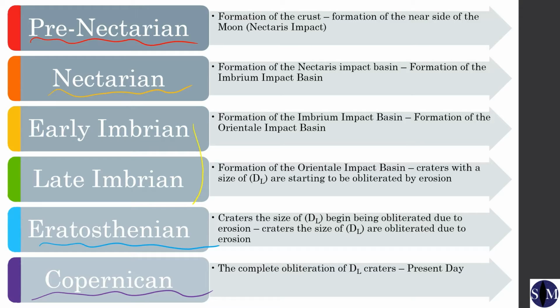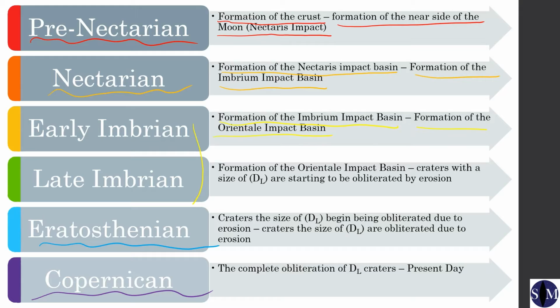The pre-Nectarian period represents the time from the formation of the moon's crust to the formation of the near side of the moon, which was the Nectaris impact. The Nectarian period represents the time from the formation of the Nectaris impact basin to the formation of the Imbrium impact basin. The Imbrian period is actually split up into 2 separate epochs, the early Imbrian epoch and the late Imbrian epoch. The early Imbrian epoch represents the time between the formation of the Imbrium impact basin and the formation of the Oriental impact basin.